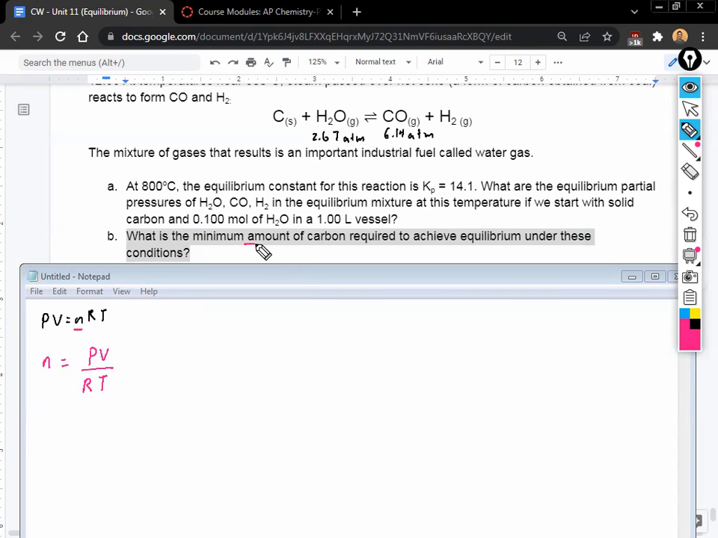Now, what we're trying to find is the amount of carbon that we need to get to equilibrium. So we're just going to use some simple stoichiometry. You can pick any one of these gases. It doesn't really matter. I'm going to choose H2O, sorry, because that's the first one. So the moles of H2O is going to equal the pressure. The pressure of H2O is going to be 2.67 atm. The volume right now is 1 liter.